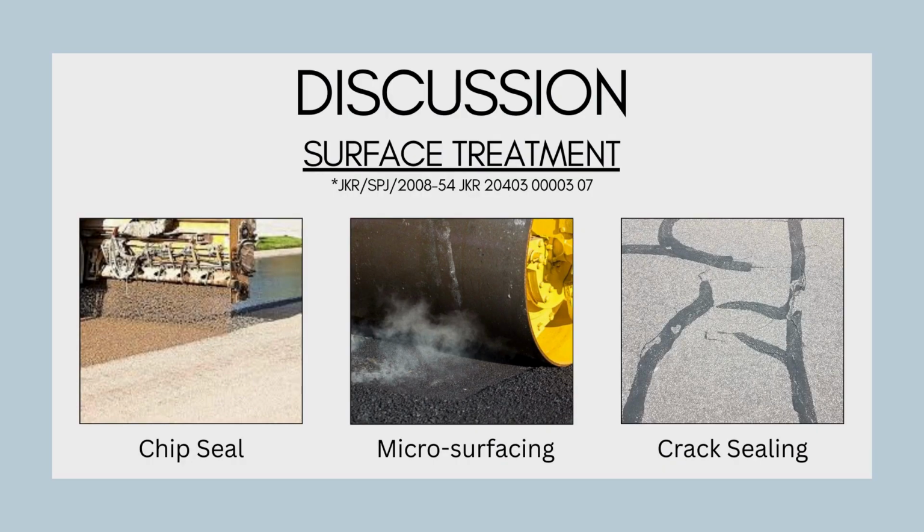To maintain skid resistance in accordance with JKR standards, appropriate surface treatments can be applied. Chip seal is effective for significantly improving surface texture and skid resistance. Microsurfacing provides a uniform texture and restores friction performance. For localized defects, crack sealing helps prevent surface deterioration that may reduce skid resistance over time. These treatments are essential to ensure long-term road safety and compliance with JKR requirements.